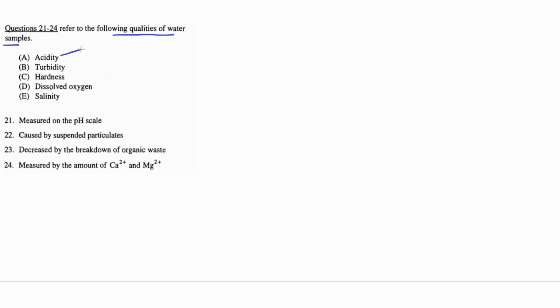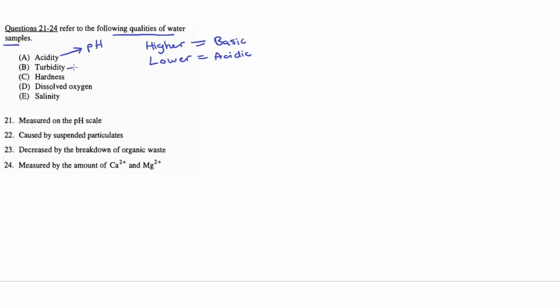A. Acidity. Acidity is simply the measure of the pH of the water. This pH, where a higher pH is a base, equals a basic concentration of water, and a lower pH equals an acidic concentration of pH in the water.